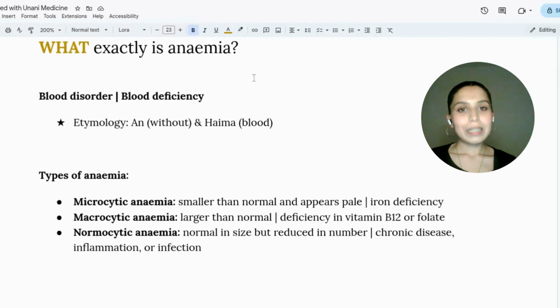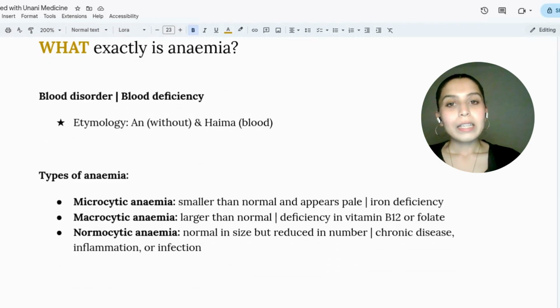So, what exactly is anemia? Anemia is a blood disorder, specifically a blood deficiency disorder. The word anemia is Greek in origin and it simply means without blood. So quite easy to remember. And I like to look at the etymology because it helps break down the understanding even further.